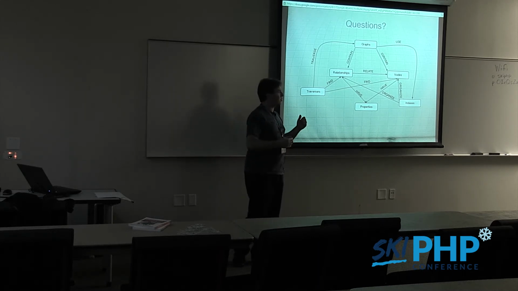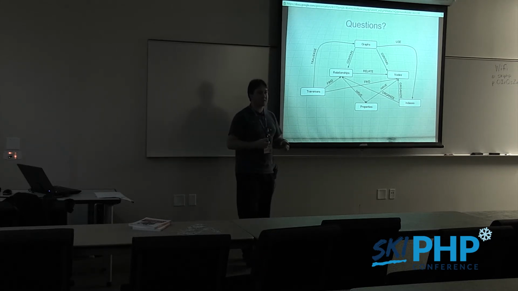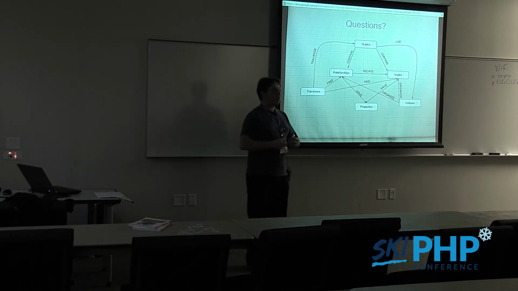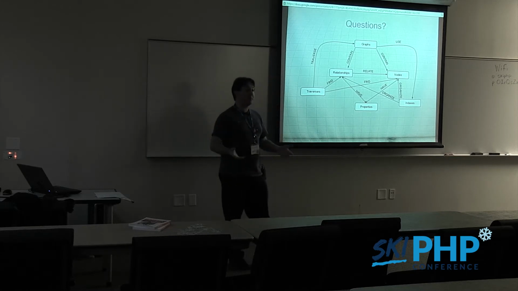Neo4j can store, I think, 32 billion nodes and 64 billion relationships, and I forget what the count of properties on each of those is, but the basic idea there is nodes and relationships are cheap. They're easy to make, and you can have as many of them as you want.